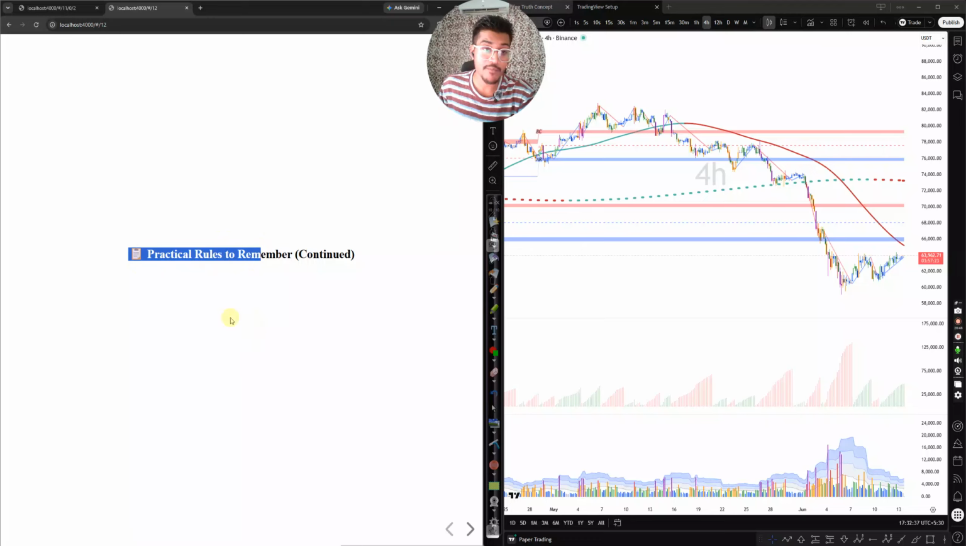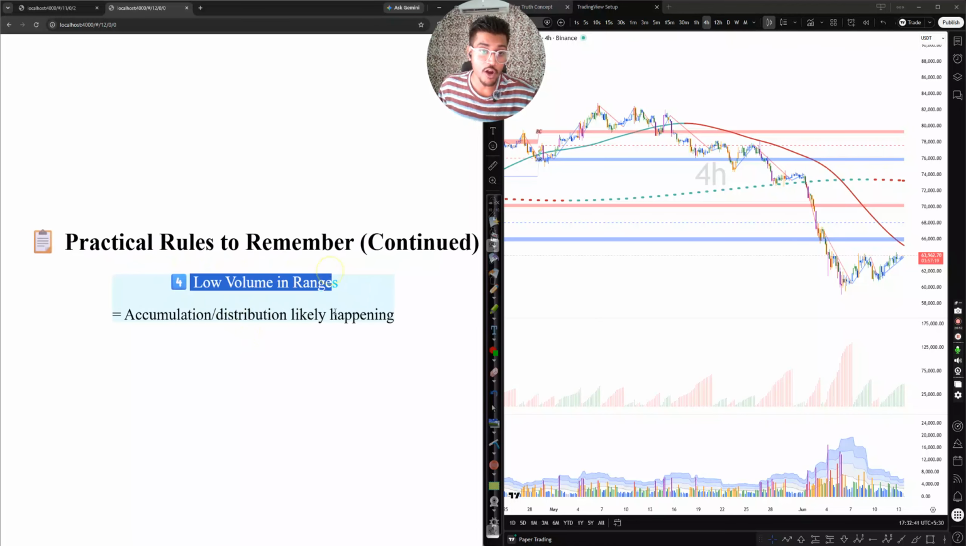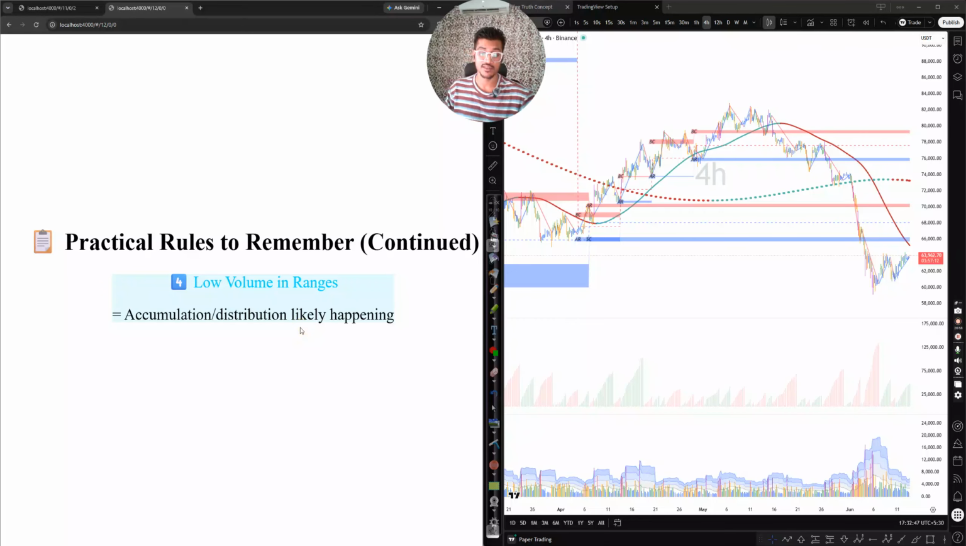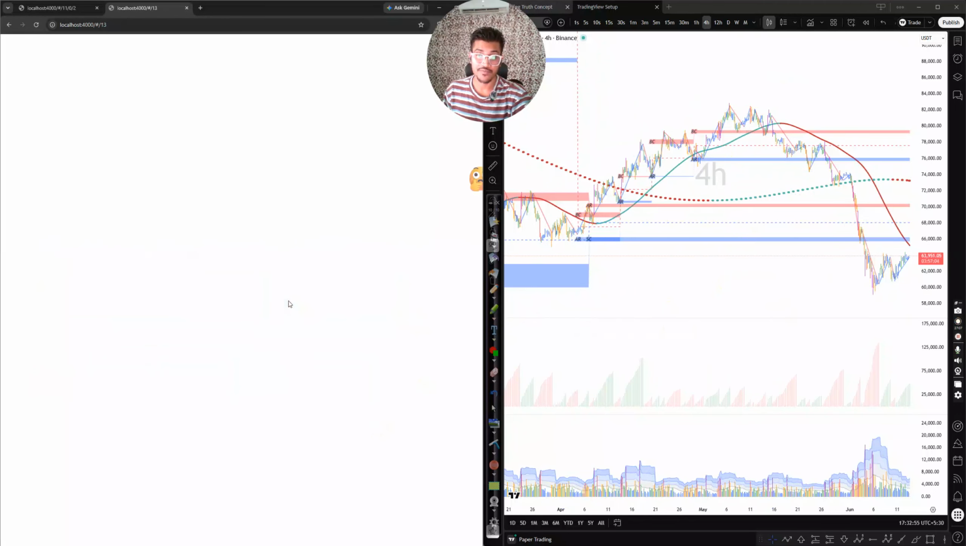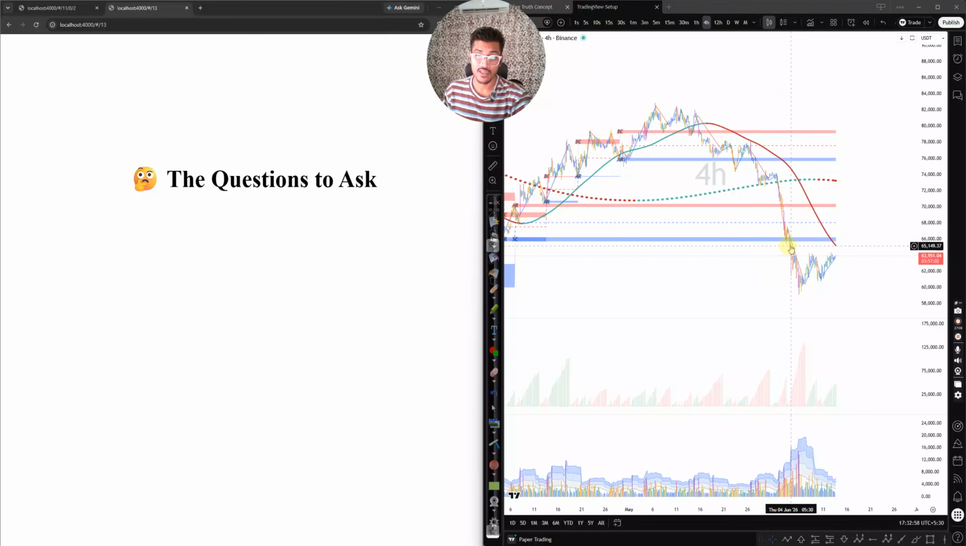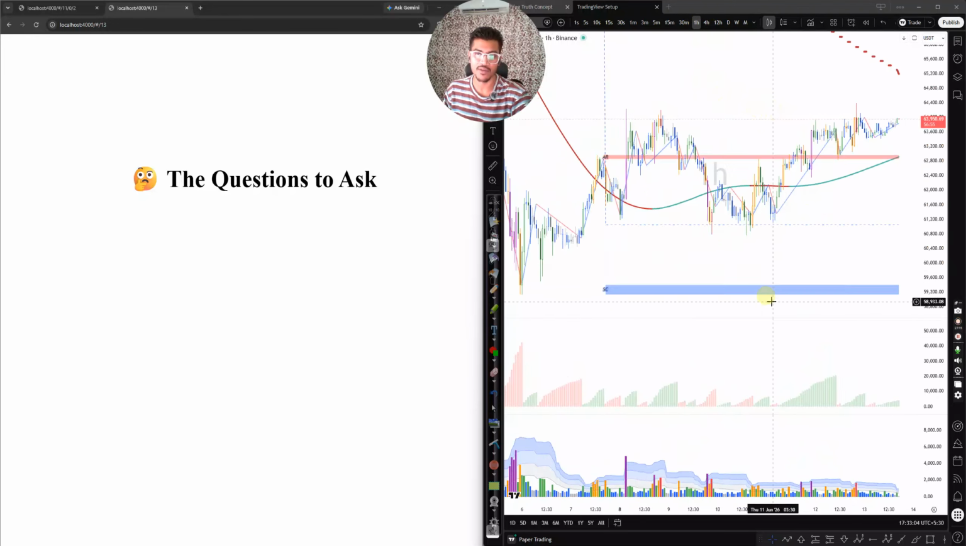Okay, so the practical rules to remember: low volume in ranges, accumulation or distribution likely happening. I've shown you that example. High volume at extremes means climax, potential reversal coming. See high volume there, potential reversal is coming, there's accumulation happening. I think a 1 hour accumulation happened there.